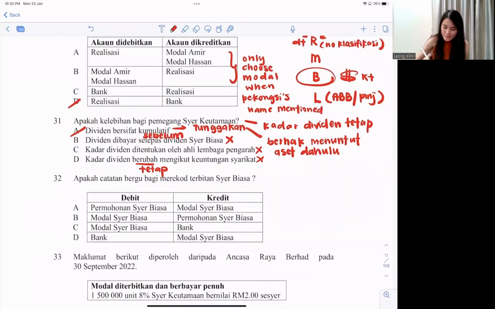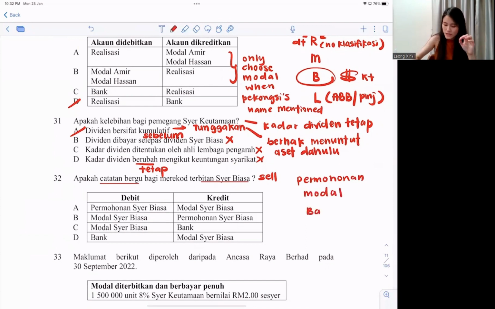Question 32. Apakah catatan berguna bagi merekod terbitan share biasa? Now, they're not talking about bayaran. They're talking about terbitan to sell. When selling, it will involve permohonan with model. Just for your information, if you guys forgot the ledger, it's actually 3 of this. Now, permohonan and model is when terbitan.